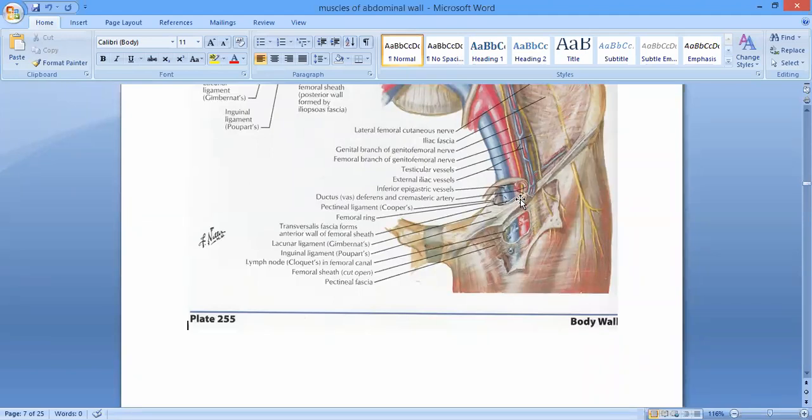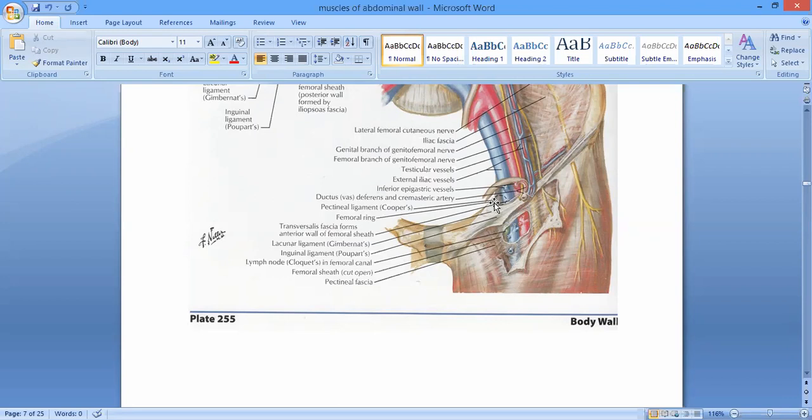After this we read another ligament. What was it? The pectineal ligament of Cooper, right? It is what? It is the extension of the posterior part of the base of the lacunar ligament. This is the base of the lacunar ligament, and the extension of its posterior part, it has an anterior part and a posterior part. So it is the extension of the posterior part of the base of the lacunar ligament, right?